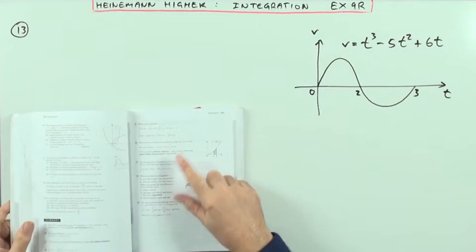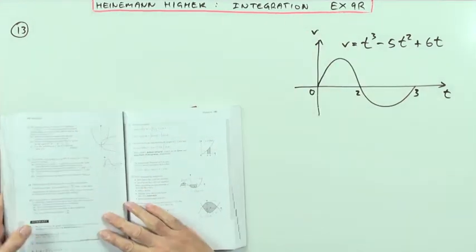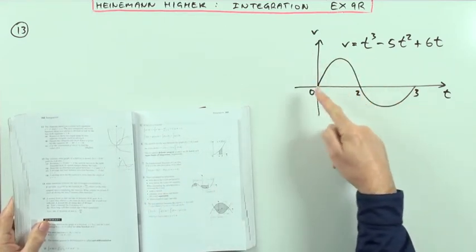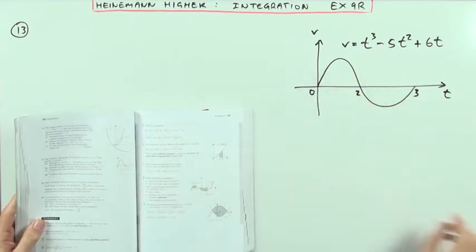Heinemann Higher, Chapter 9 on Integration, the mixed questions, exercise 9 at the end. Number 13. Now there's a velocity distance graph here. So this graph shows the velocity of some particle at different times. And the first bit's just a description.